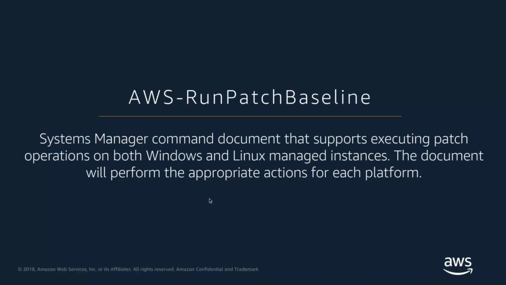On Linux instances, the AWS Run Patch Baseline document invokes a Python module, which in turn downloads a snapshot of the patch baseline that applies to the instance.